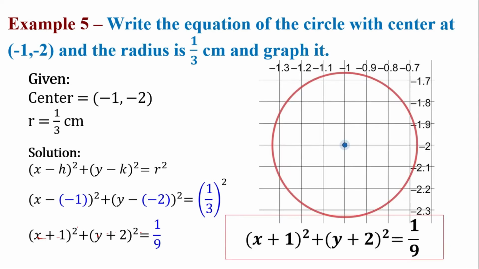Now to graph this, the circle is very small. So find the center, that is (-1, -2). Then put 1/9 on the calculator and you will find out that it is something like 0.1, 0.2, 0.3, 0.3 something, and you mark that there and you draw the circle using your compass.